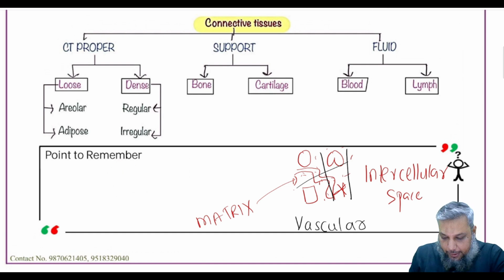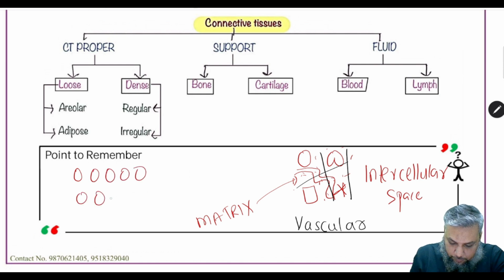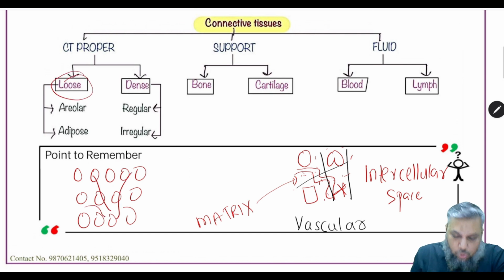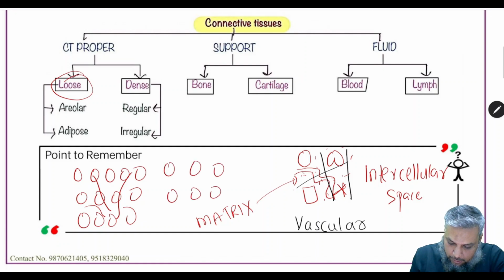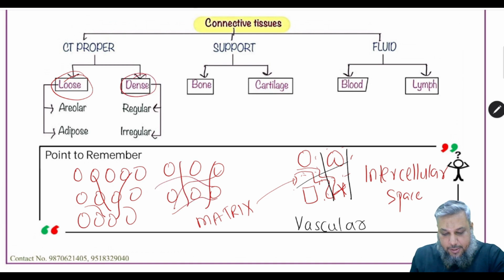Now, in this binding type, you will have two separate types. The type where the cells are more and the fibers are less is called as a loose connective tissue proper. जहां पे cells कम है comparatively और fibers ज्यादा है, then it will be called as a dense type of connective tissue. And loose connective tissues are areolar, adipose. Dense are regular and irregular. That is called connective tissue proper.